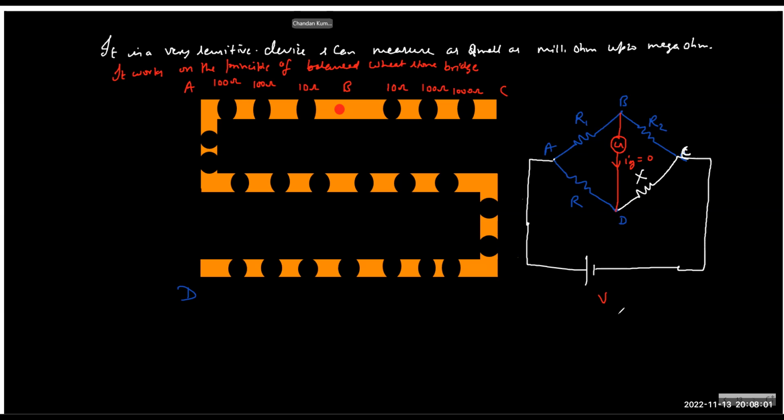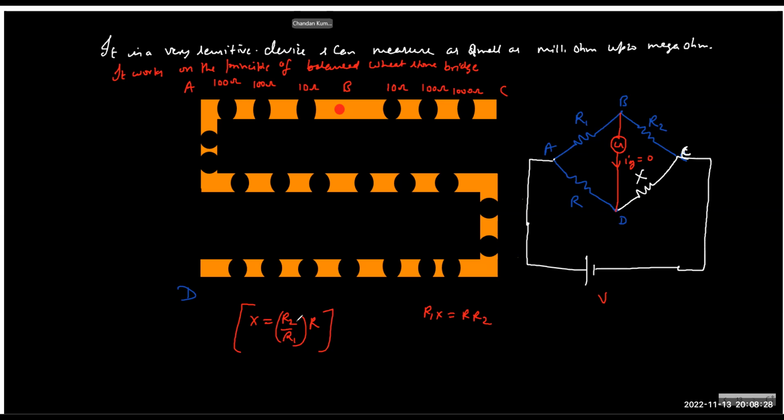This is a JEE Advanced point. So these are simple questions. Find the point between which the unknown is connected. That's it. Now for the balance condition, what can you write? R1 x equals R2 R, like a cross product. So what is x? X equals R2 by R1 into R.